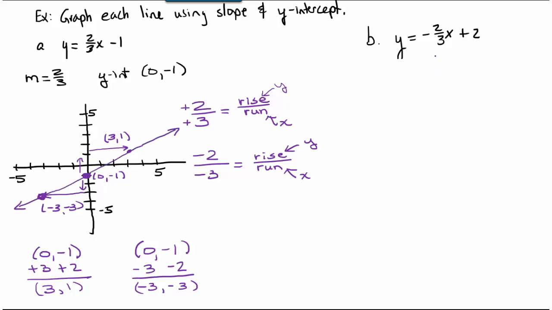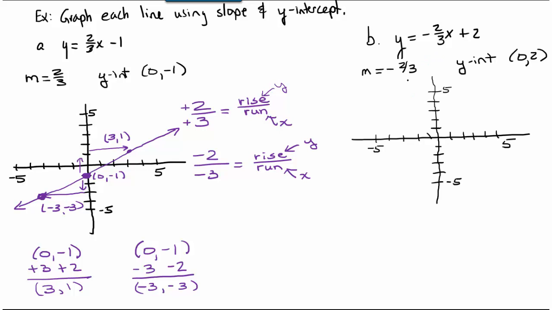Okay, let's repeat this procedure with the other equation, part B, y equals -2/3 x plus 2. Okay, so our slope is -2/3, the coefficient of the x, and our y-intercept is (0, 2). (0, 2) being our starting point. So there's (0, 2), and then we're going to interpret our slope 2 different ways to get 2 different points. And what I mean by that is that -2/3 is the same as having -2 divided by +3, or +2 divided by -3.